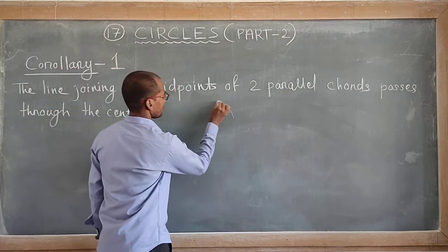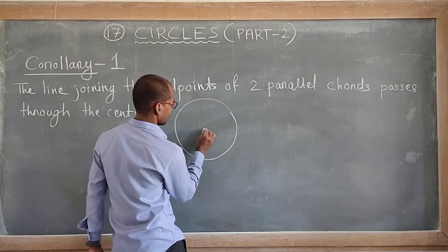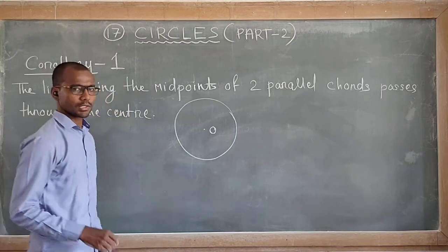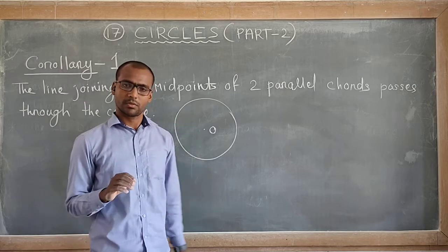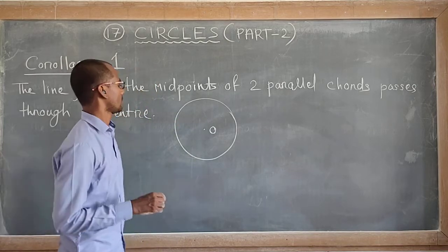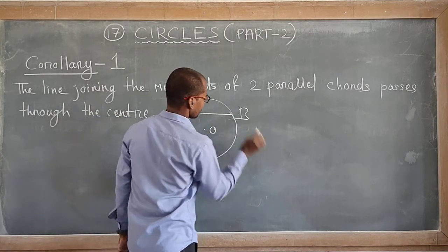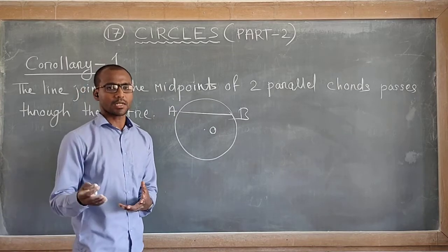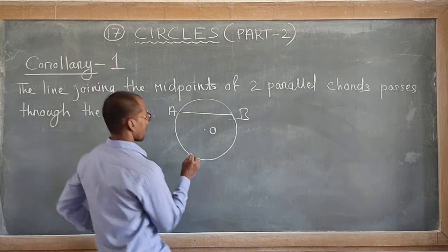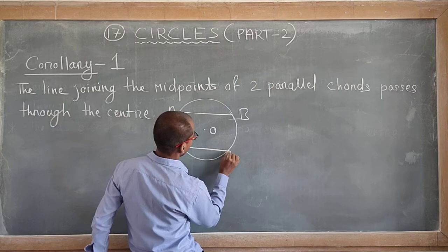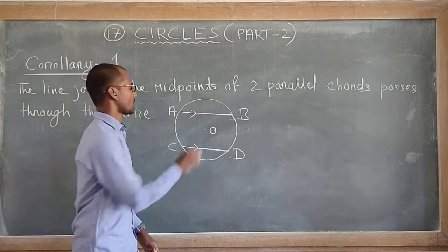Suppose we have a circle. Let O be the center. You can check it out using scale and compass. Your diagram will be more accurate than mine. Let AB be a chord. Now let us draw another chord CD which is parallel to AB. The lengths may or may not be equal, but that doesn't matter. So AB is parallel to CD.